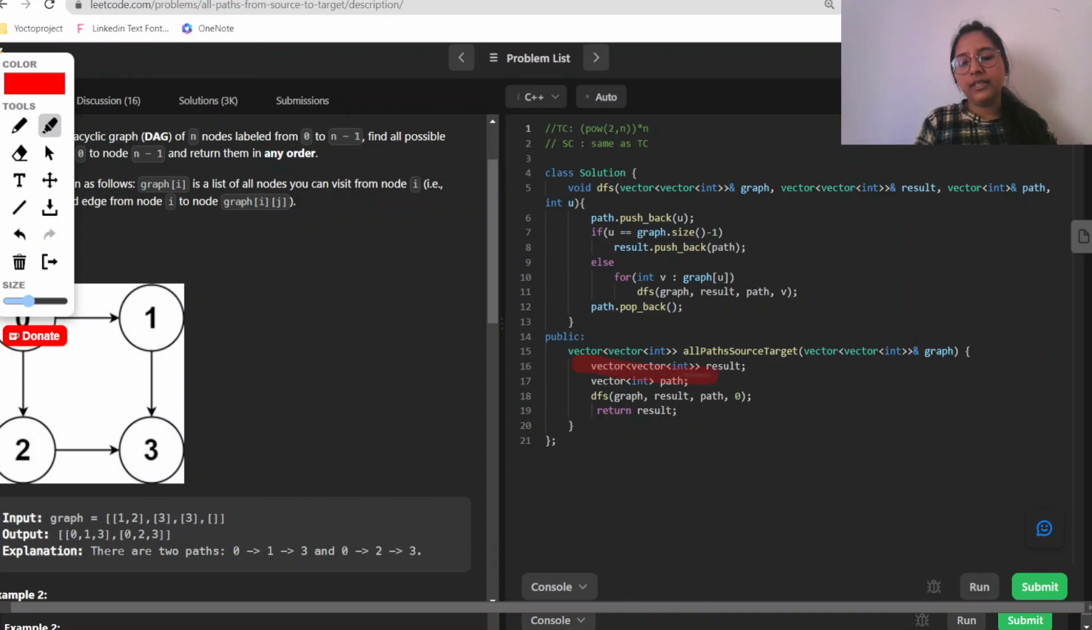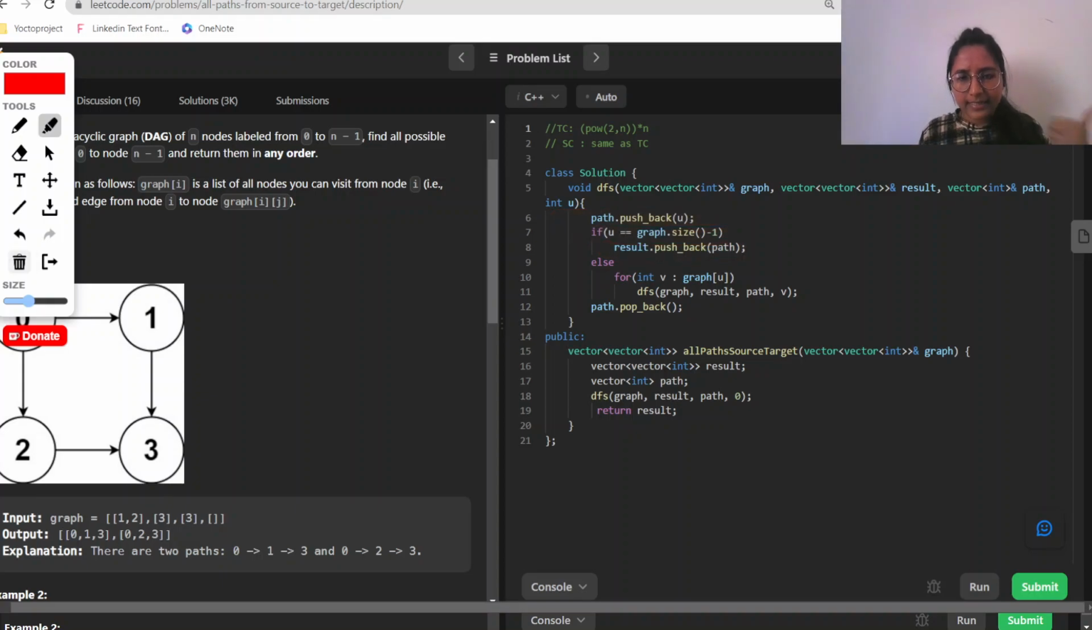First we are taking the result vector which we will be returning, because the type of this function is vector of vector int. Then this vector int path is our auxiliary vector, which will be containing all the paths that we are required to push into this result vector. Now here we are calling our DFS function, and at the end we are returning the result. In our DFS function, we first push the source, and then the first check is whether our source is equal to graph.size minus 1, that is the n minus 1 node. Then we directly push that path to the result.